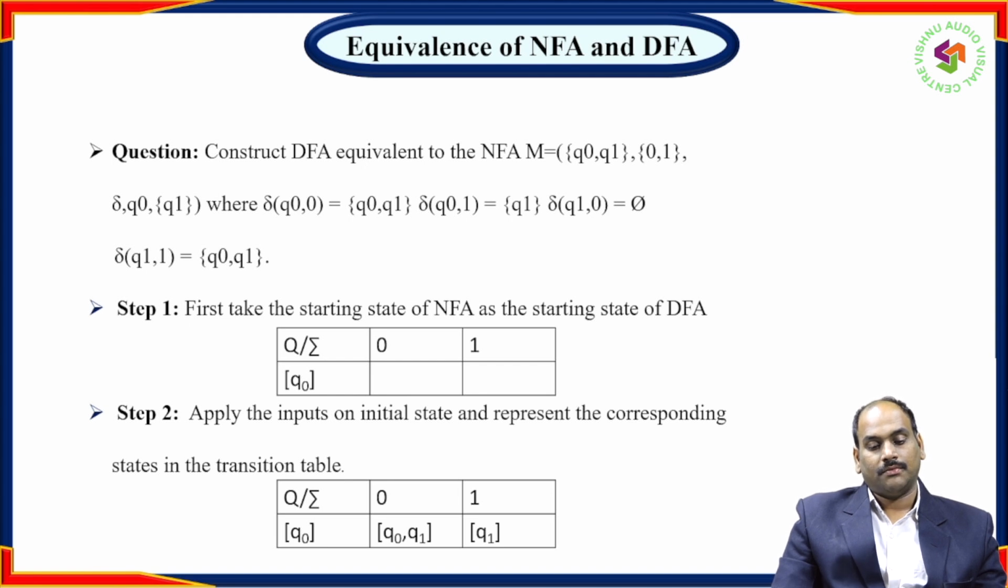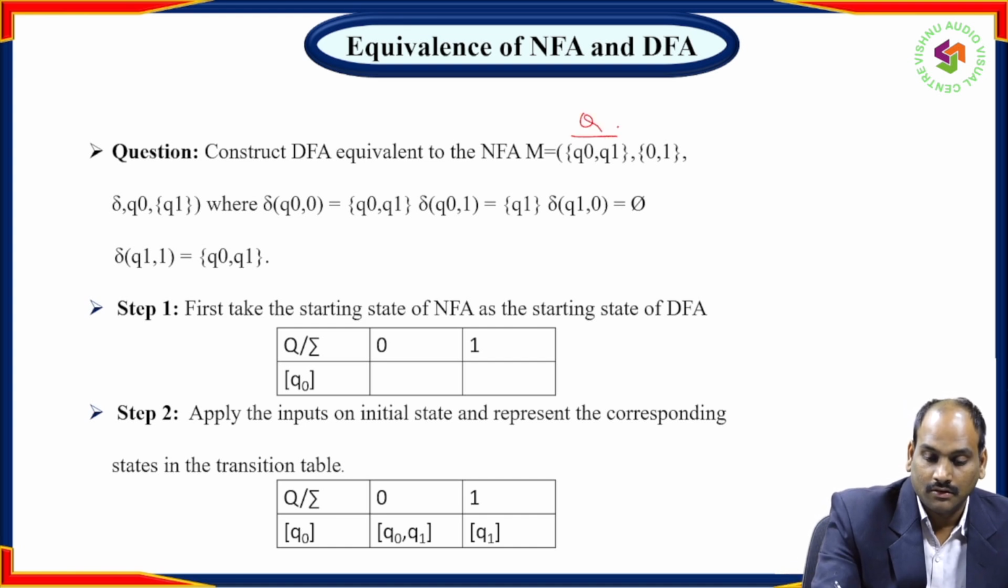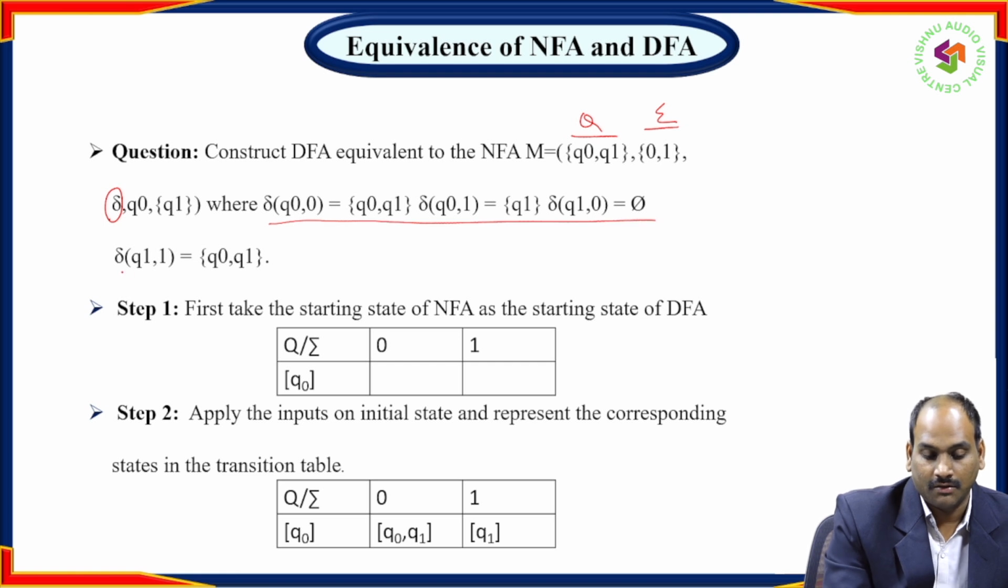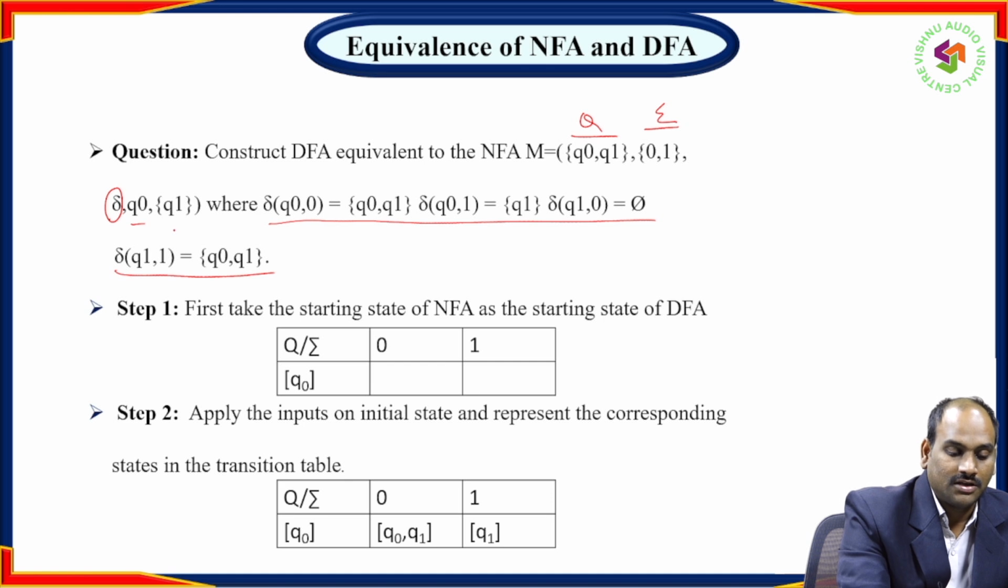Let us have this problem. How do you construct a DFA equivalent to this NFA? Given a machine M with states Q0, Q1. This is the set of states, this is the input alphabet sigma, and this is the transition function. The transition functions are defined here below. Q0 is the initial state and Q1 is the final state.